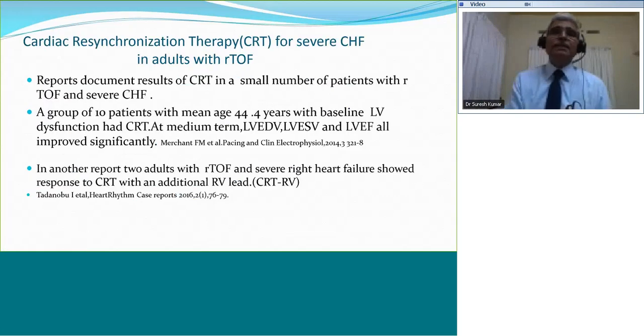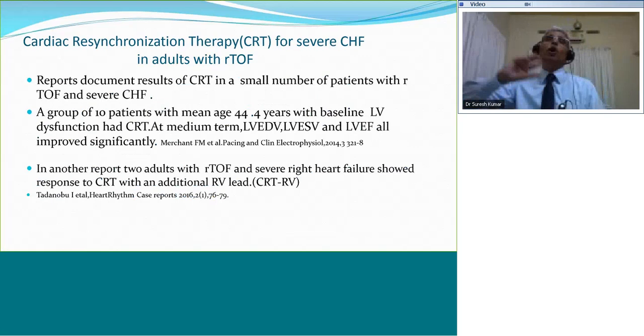People have now applied CRT for severe cardiac failure in adults with repaired tetralogy of Fallot. Remember, we are following up a difficult cohort over a long period of time, so you're going to see a 50 or 60-year-old patient in severe cardiac failure. And one of the things that has been tried, even though in very small numbers, is to try CRT in them. And there are two reports which I would refer to here.